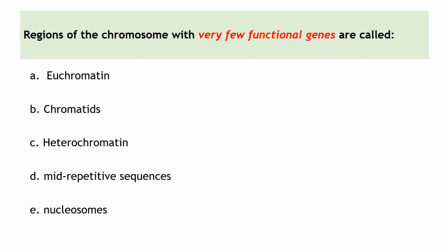Okay, this is a question that is very easy. Let's read it together. Regions of the chromosome with very few functional genes are called... So here, for example, the chromatid is something that we have covered. So when we have these chromosomes, the chromatid will be one of this.